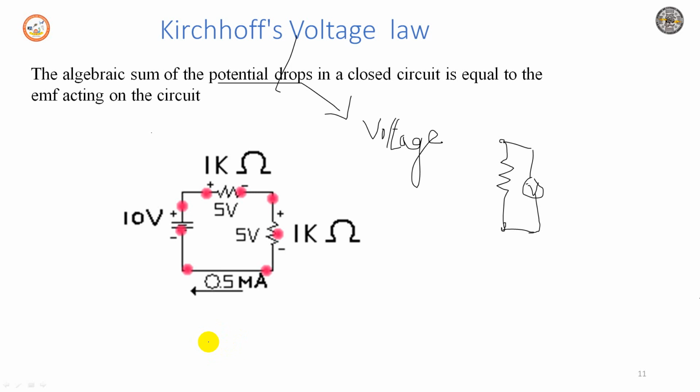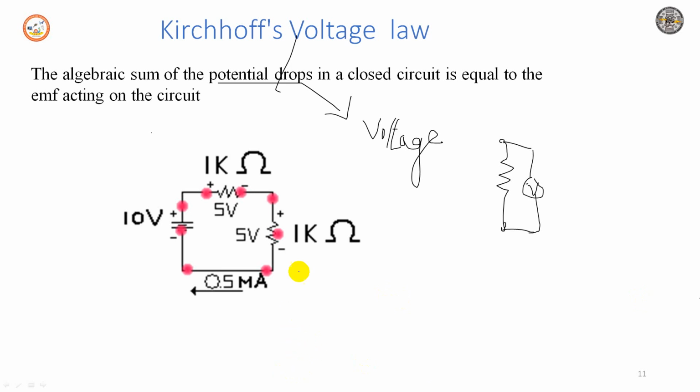Here 10 volts is the EMF or electromotive force. EMF means electromotive force, which is nothing but voltage or a potential drop, which is equal to the drop across these two resistors. So the voltage applied should be equal to the drop across the resistors in a closed circuit.